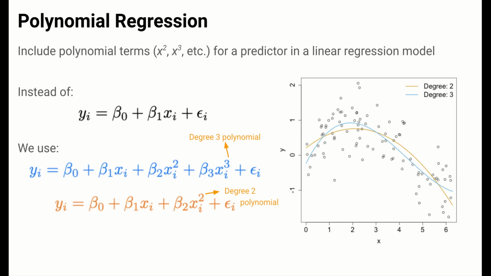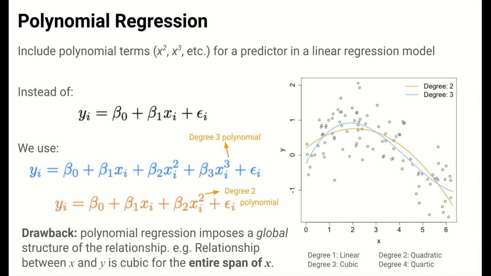The plot on the right here shows the trend predicted by models with up to a degree 2 polynomial in orange and up to a degree 3 polynomial term in blue. The trends are slightly different, but both capture the nonlinear trend better than the simple linear regression model at the top, which would just model a straight line.